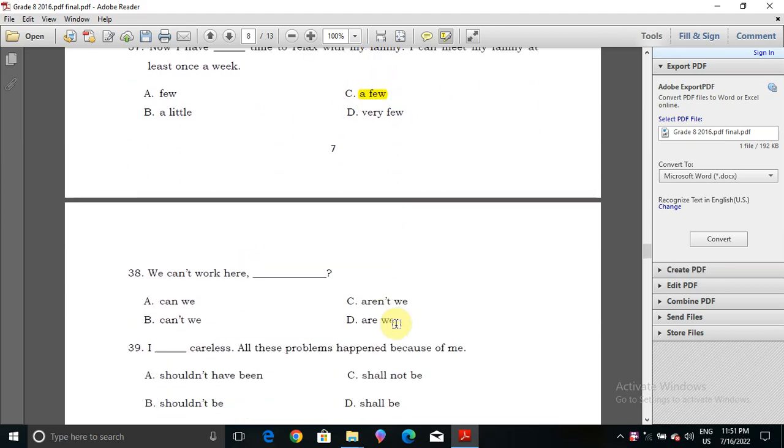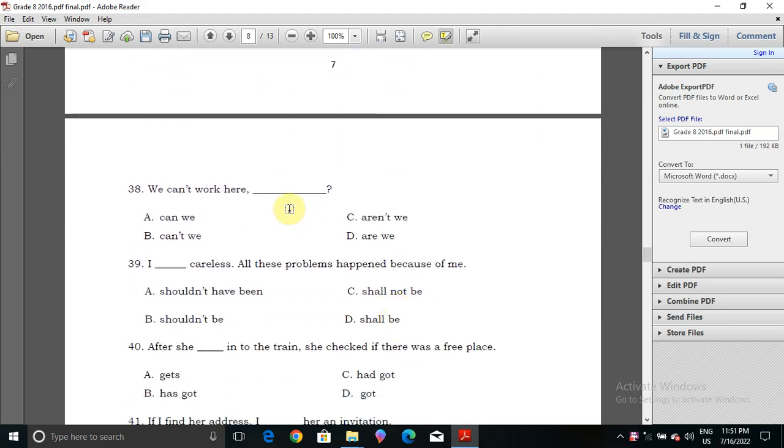Okay, now question number 38: we can't work here. Can we? Can't we? Aren't we? Or are we? Here in the question it says negative, right? So that means we are going to use, after the positive thing, which is we can't work here: can we? So the correct answer, which is can we, is in choice A, which is the correct answer for question number 38.